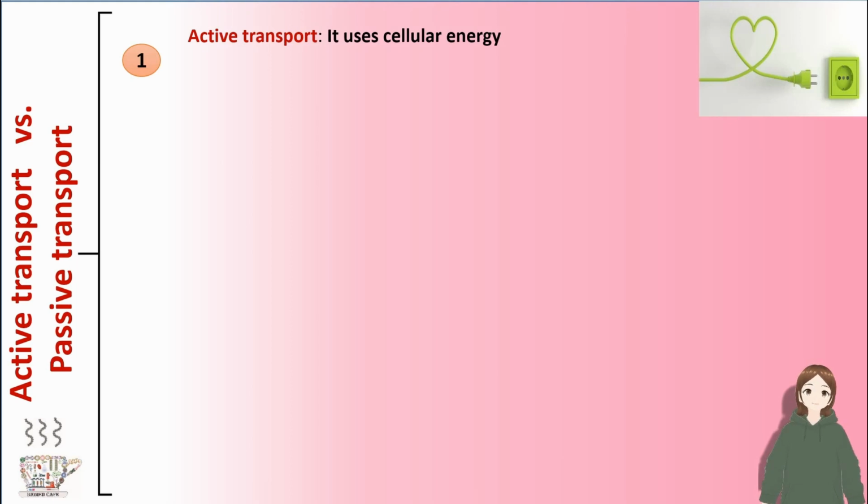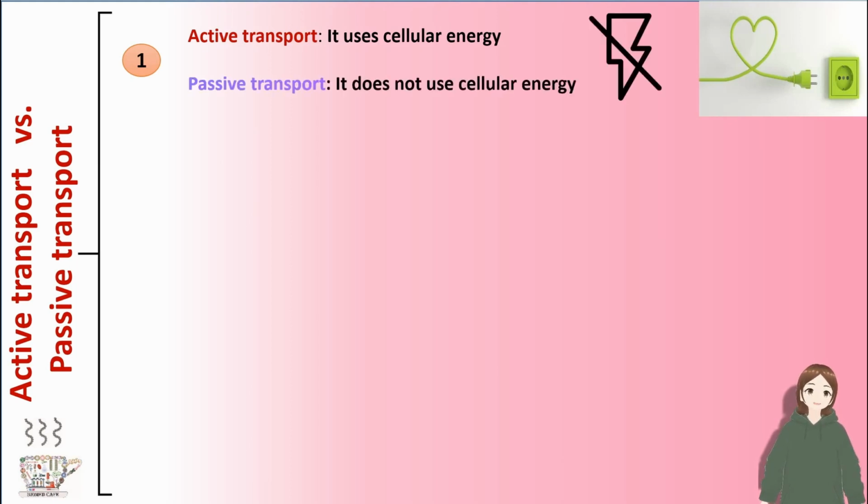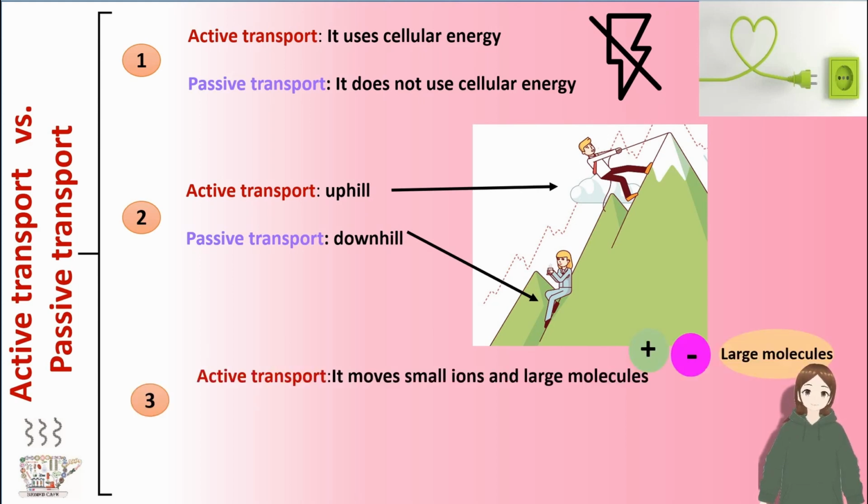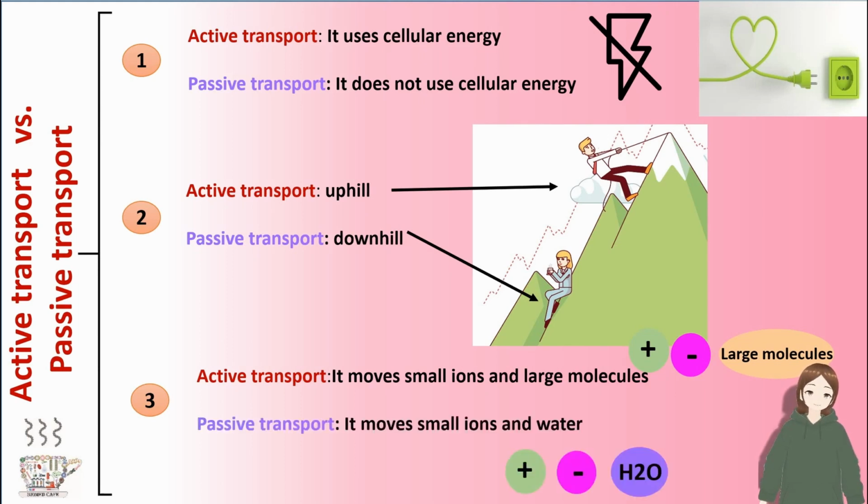1. Active transport uses cellular energy, but passive transport doesn't use cellular energy. 2. Active transport is called uphill, but passive transport is called downhill. 3. Active transport moves small ions and large molecules, but passive transport moves small ions and water.